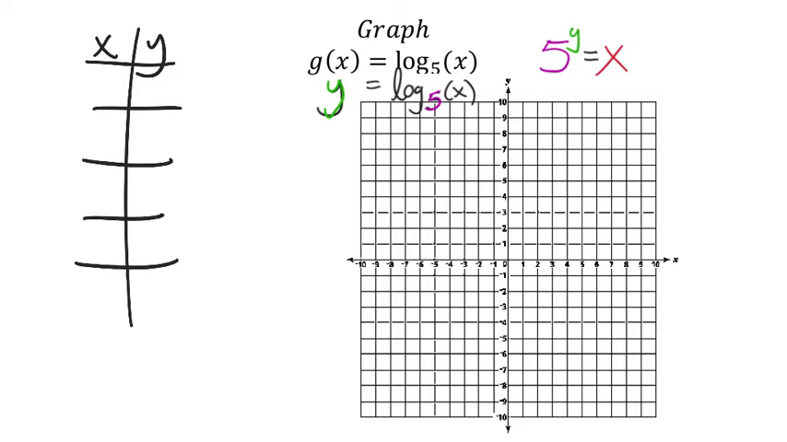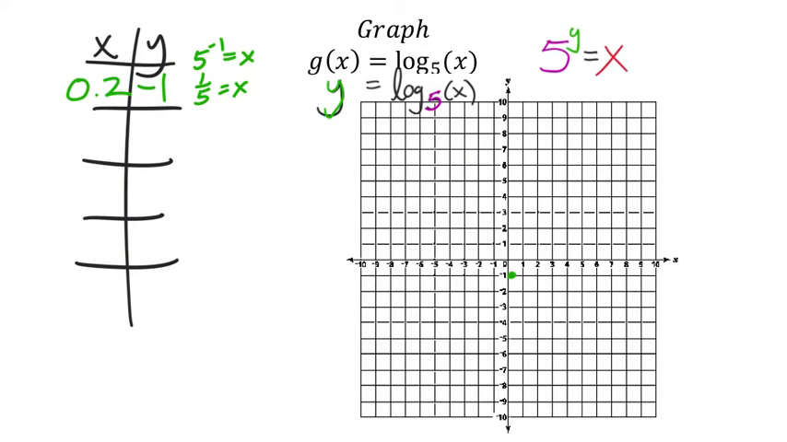Let's choose y equals -1. That's actually going to work, that's pretty nice. That would be 5 to the power of -1 equals x. Well, 5 to the power of -1 is just 1/5 equals x. You can make that 0.2 if you'd like. We can fit that on the graph. So x equals 0.2 and y equals -1. It's about right there.